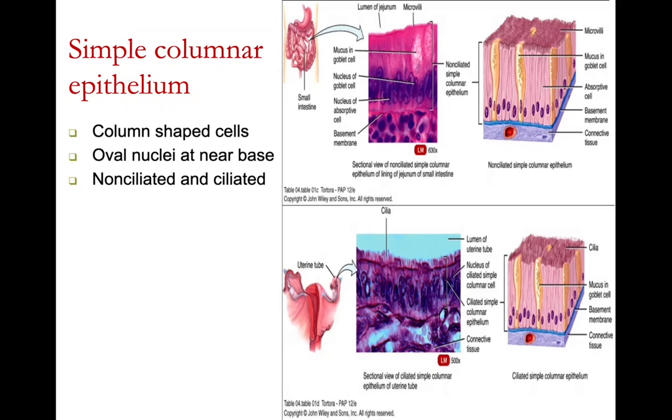Simple columnar, oval-shaped nuclei are near the base, so they can be ciliated or non-ciliated. So up here you can see non-ciliated simple columnar epithelium. These are actually microvilli on there in the jejunum. And then here in the uterine tube, you've got some ciliated simple columnar cells in here.